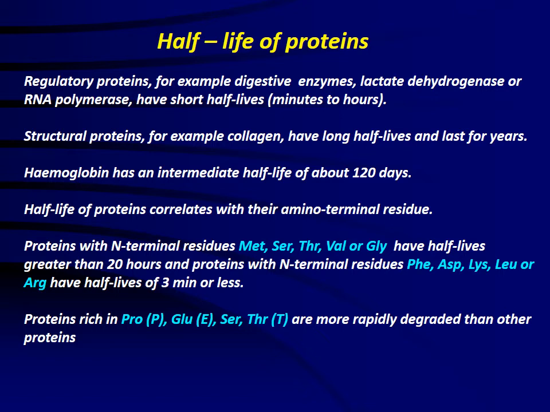Proteins with N-terminal residues methionine, serine, threonine, valine, or glycine have half-lives greater than 20 hours, and proteins with N-terminal residues phenylalanine, aspartate, lysine, leucine, or arginine have half-lives of 3 minutes or less. Proteins rich in proline, glutamate, serine, and threonine are more rapidly degraded than other proteins.